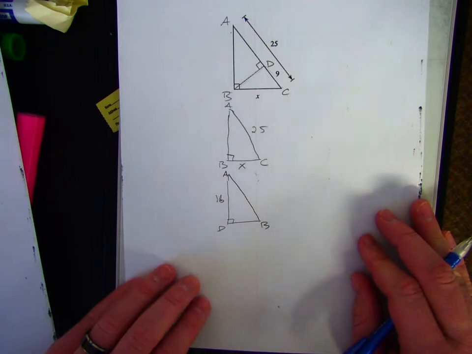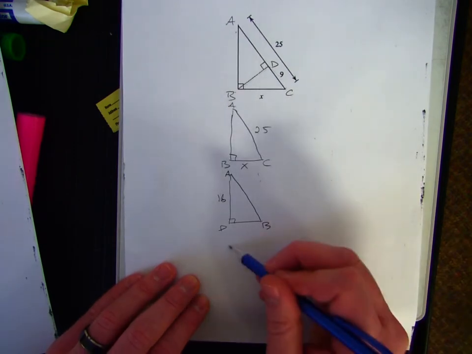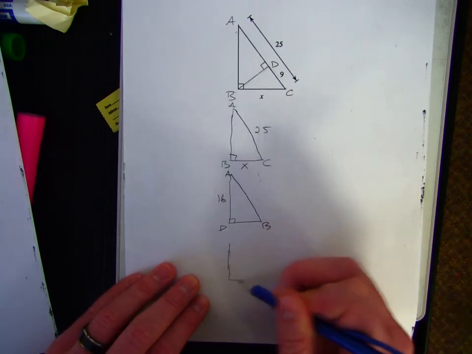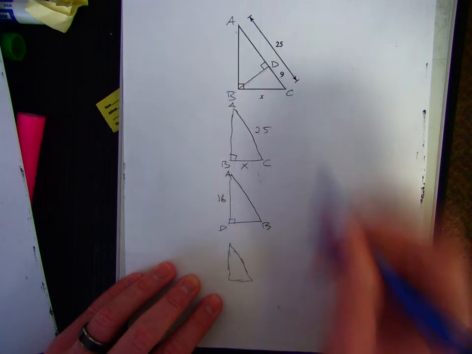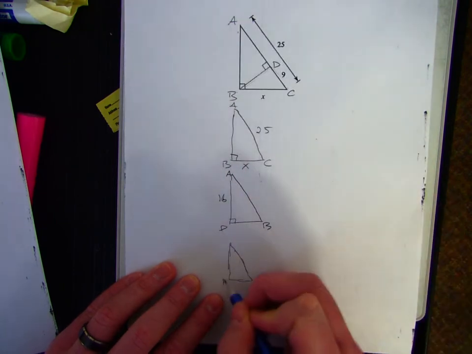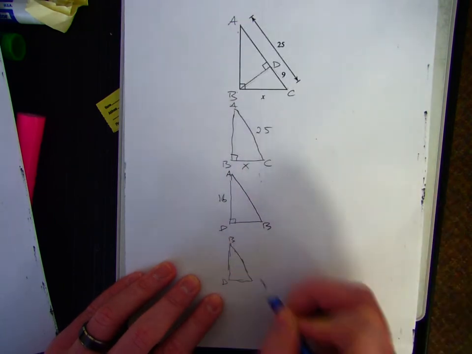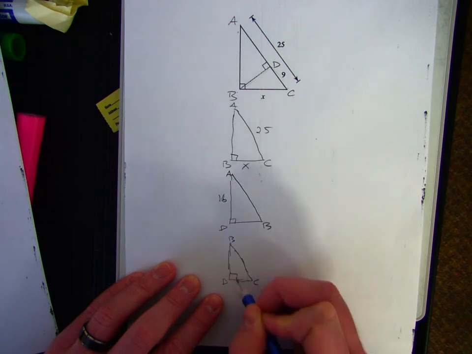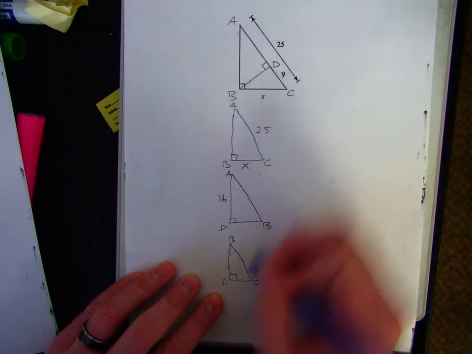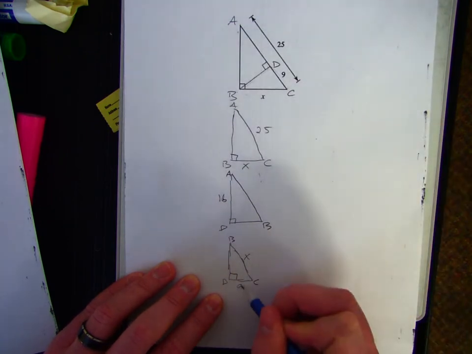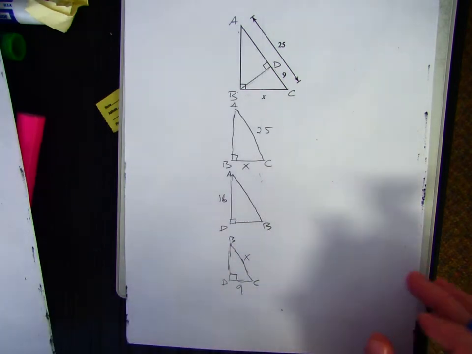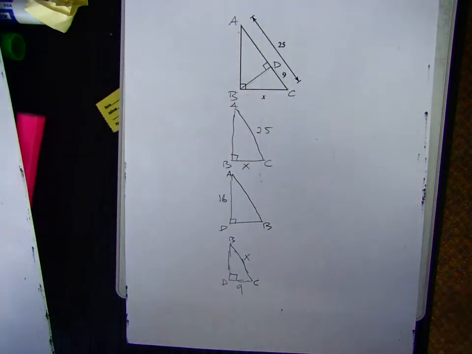And then I'm going to do my third little triangle. And that's going to be D, B, C. The hypotenuse BC is X, and DC is 9. Now, let's see what we can do here.